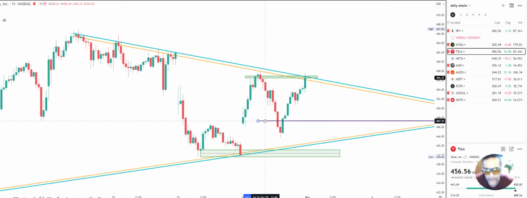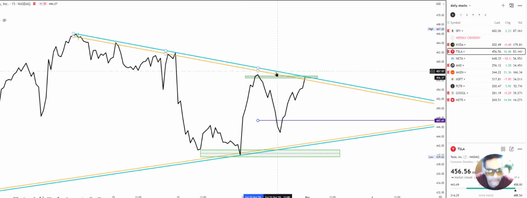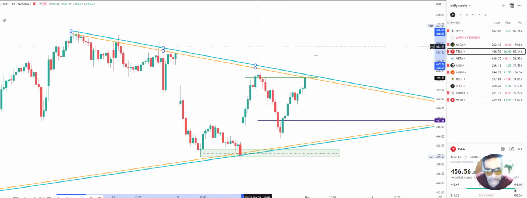So my entry would be here, 447, and my target would be once it gets close to this trend line, or when I switch it here, bottom of here, somewhere here. You know what I mean? So this is what trading is about here.